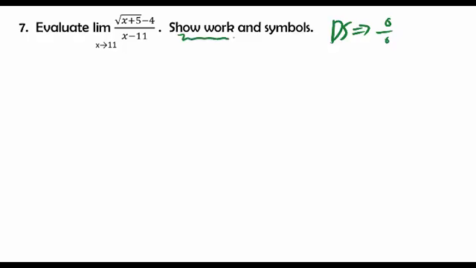When they talk about showing work in symbols on a limit problem, it means you need to include the limit as x approaches 11 in front of every step of your algebra up until the point where you're actually plugging in 11 into whatever function you end up with.